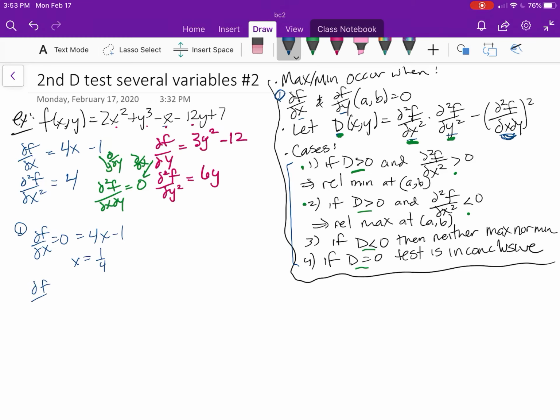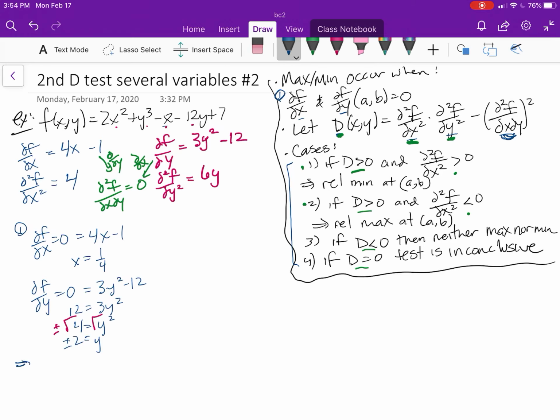Okay, partial y equal to 0. That means 3y squared minus 12 is 0. Add 12 and divide by 3, we get 3y squared, we get 4 equals y squared. Remember, when you square root, we do need plus or minus here. So for y, we actually get two different values, a positive 2 or a -2.